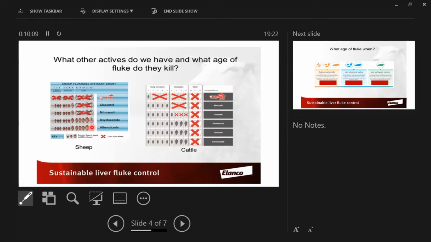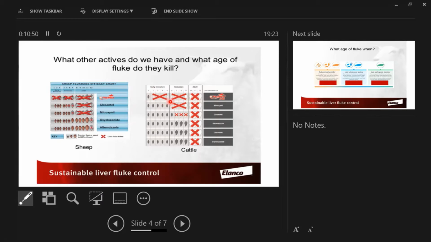So we do a product called Ricoben, which is ricobendazole, and that will kill adult fluke given at the correct dose rate. So we're talking about, well, with Ricoben, it's a dose and a half what the normal dose rate is for worms. So the message here really is we've got lots of different products on the market. Some of them kill adults, some of them kill adults and some immature, but there's really only one that kills all 3 stages: adult, immature and early immature. And that goes for cattle as well.